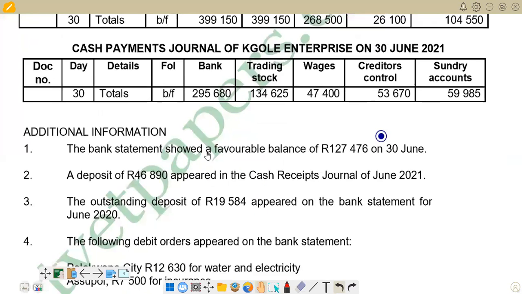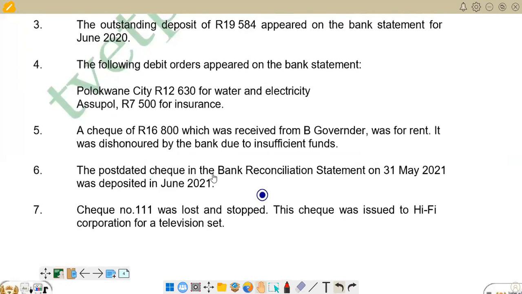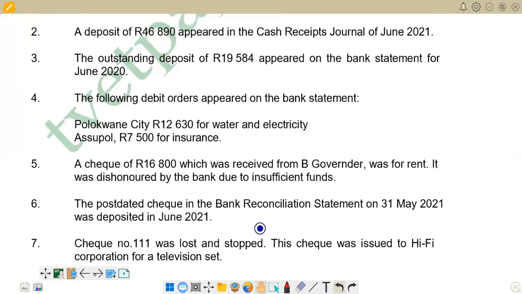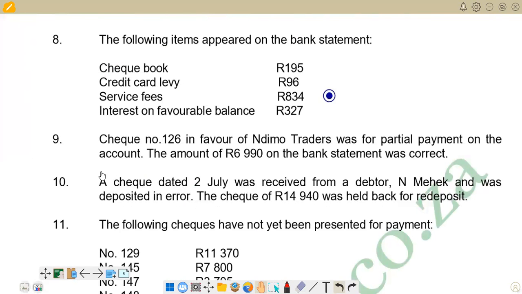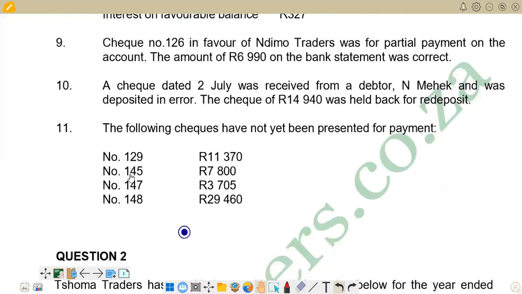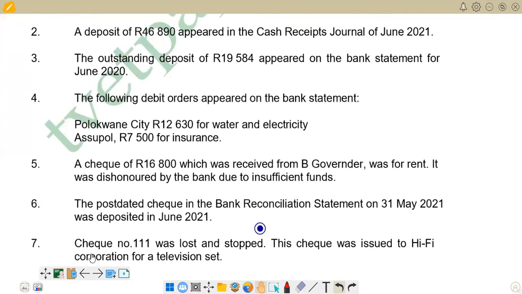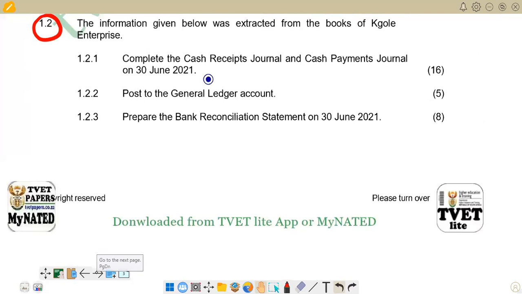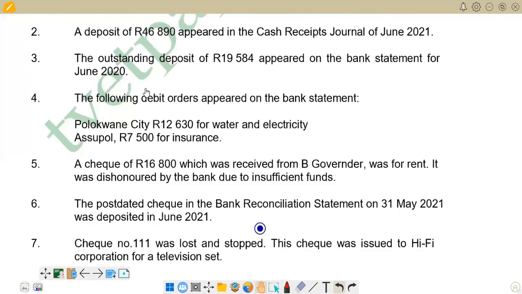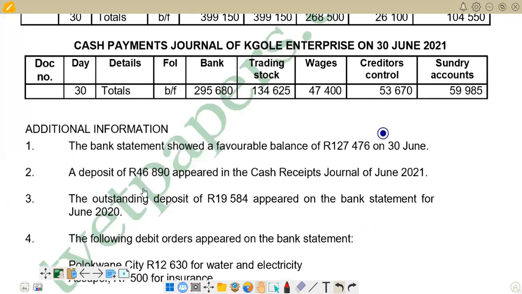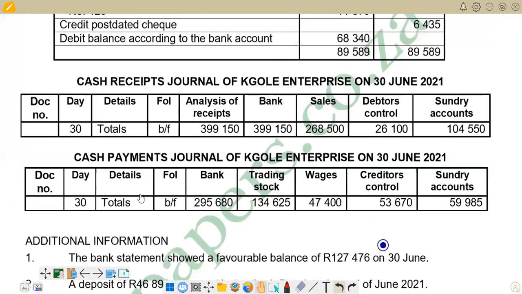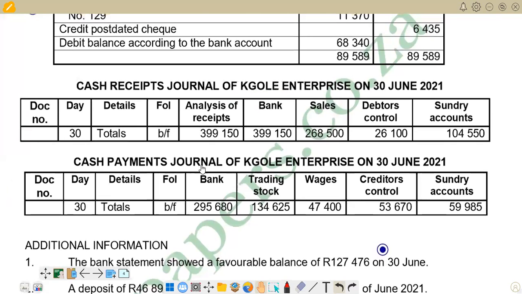We've also got additional information that we are given. The additional information proceeds to the next page, where we also have items 8, 9, 10, and 11, and 11 marks the end of the information that we are given. So we go back there. We are going to start from the beginning of the question, where we have the first transaction. We are going to start with the cash receipts journal and cash payments journal.